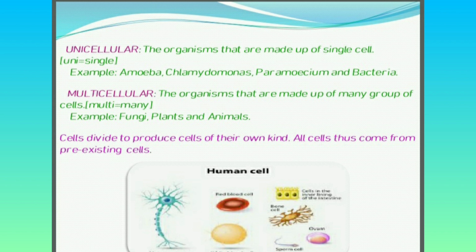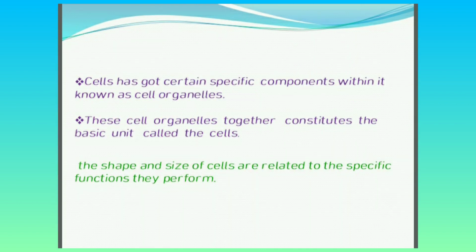The human body is made up of different kinds of cells. For example, take a look at the picture. You can find nerve cells, ovum, sperm cells, RBCs, WBCs and skin and intestinal cells. Cells have certain specific components within them known as cell organelles. These cell organelles together constitute the basic unit called the cell. Thus, the shape and the size of cells are related to the specific functions they perform.